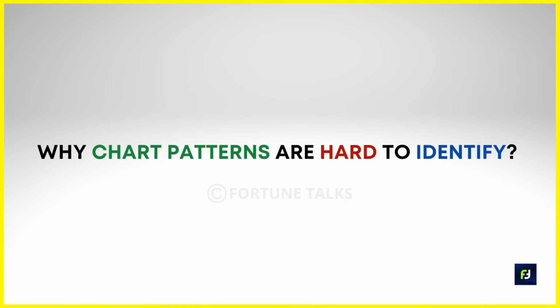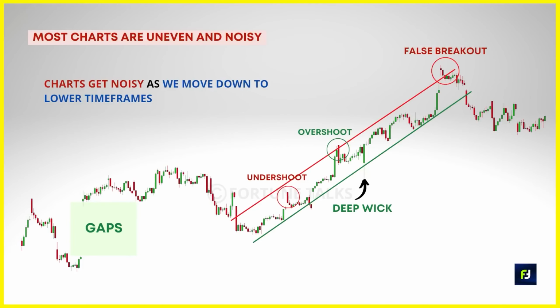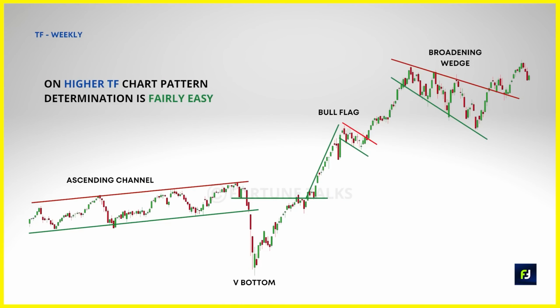Let me explain the reasons why spotting chart patterns is a difficult task. Number 1, most charts are uneven and noisy. Most stock and index charts consist of deep wicks, price gaps, false breakouts, overshoots and undershoots, all resulting in making the pattern determination a hard task. This is particularly true when we move to the lower time frames. What this means is that on a higher time frame like daily, weekly, etc., the chart pattern determination is fairly easy and it forms slowly so that we get enough time to plan our trades appropriately.